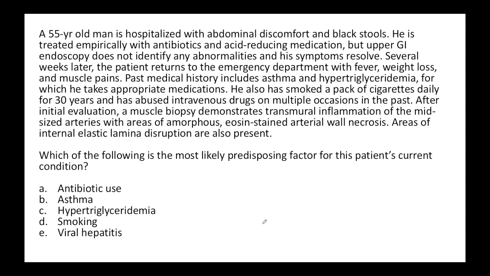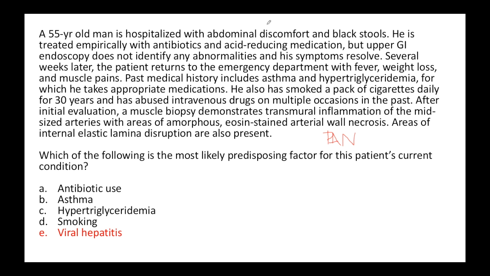Smoking? Yeah, D. The answer is actually viral hepatitis. So, this person has polyarteritis nodosa, and we can tell that he has that because of his episodic GI, muscular, and systemic symptoms.